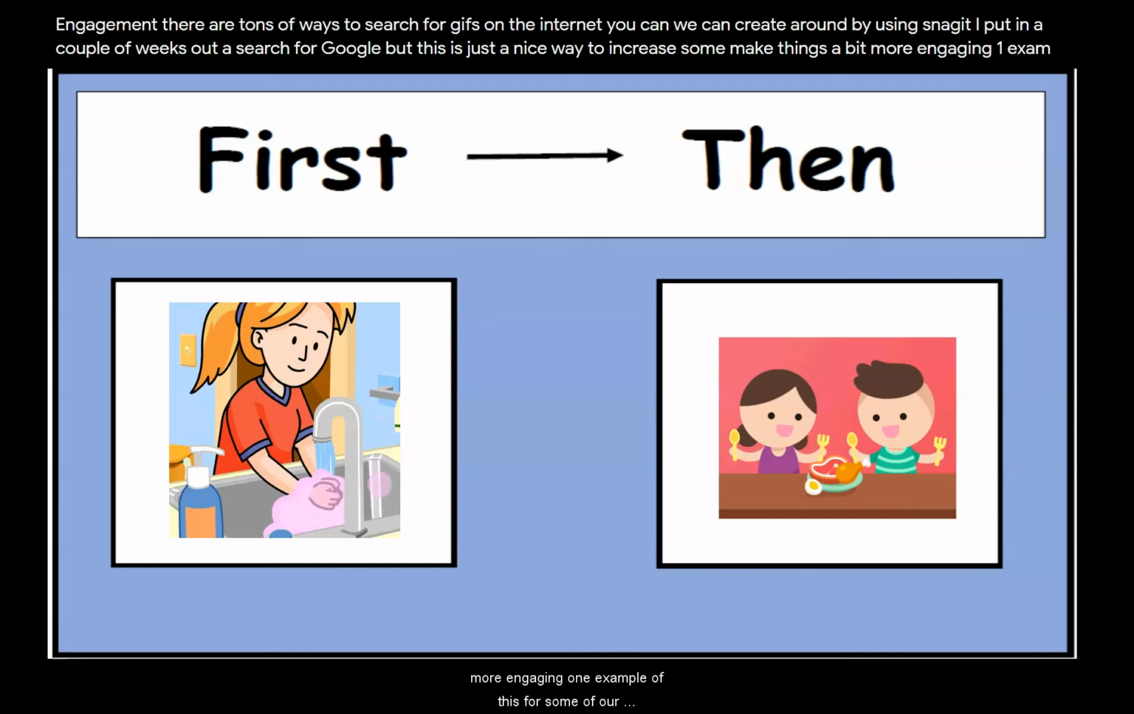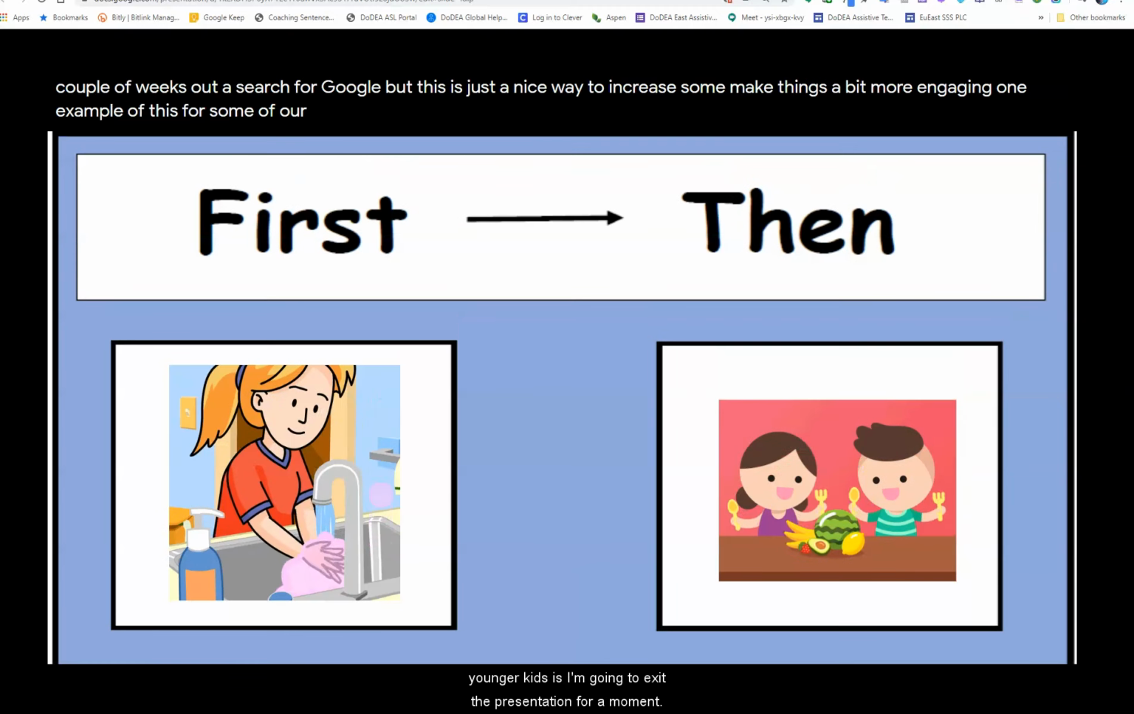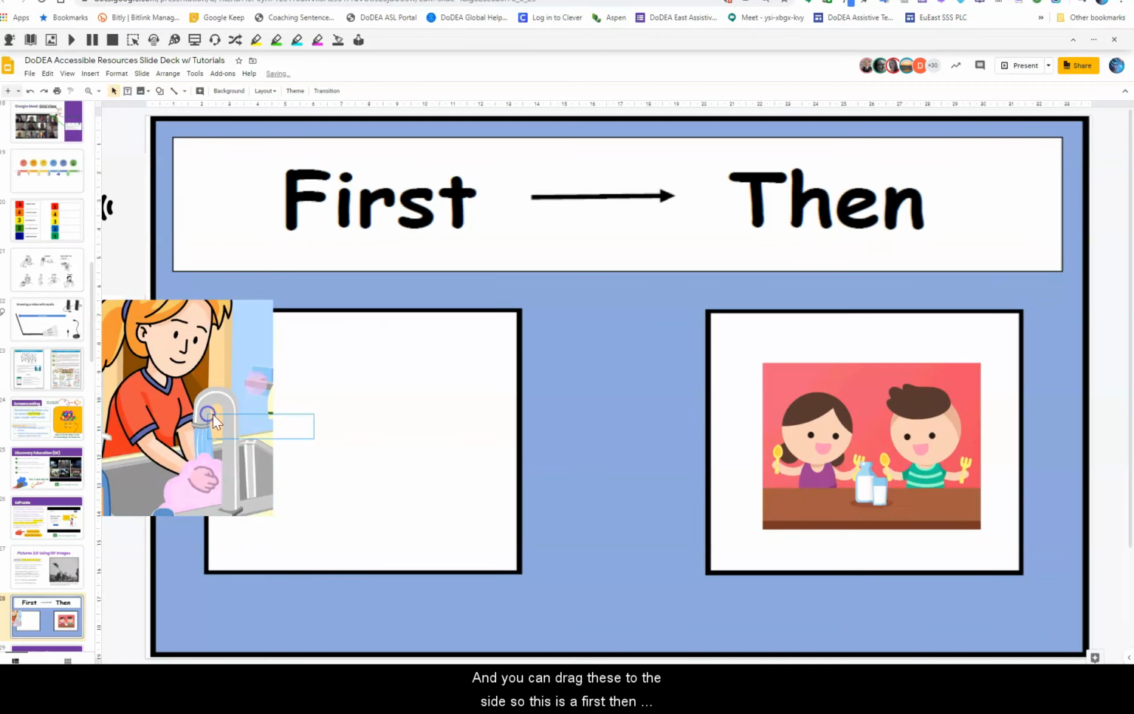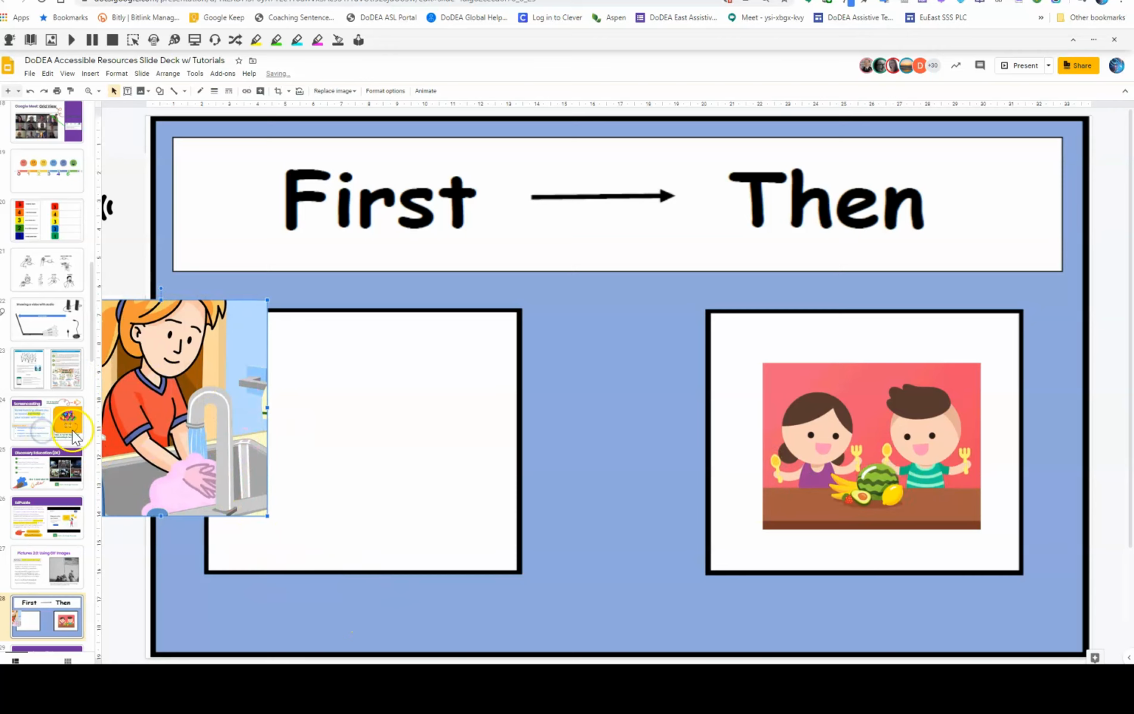One example of this for some of our younger kids is, I'm going to exit the presentation for a moment, and you can drag these to the side. So this is a first-then board that we'd use for a student in preschool. And let me zoom out here.